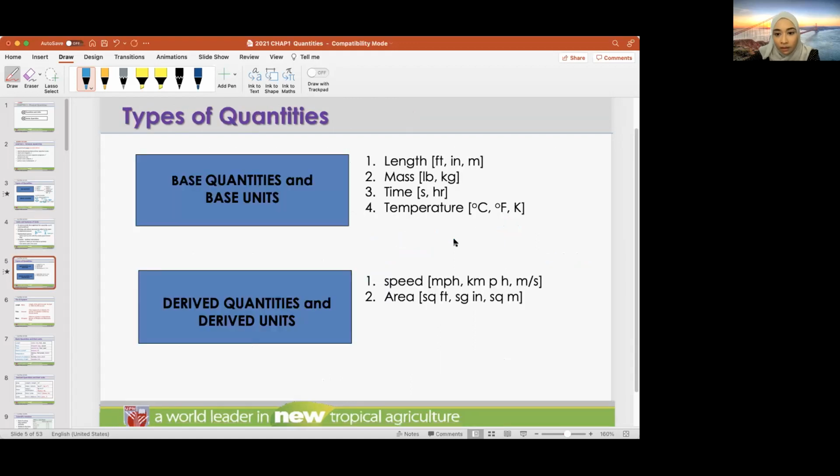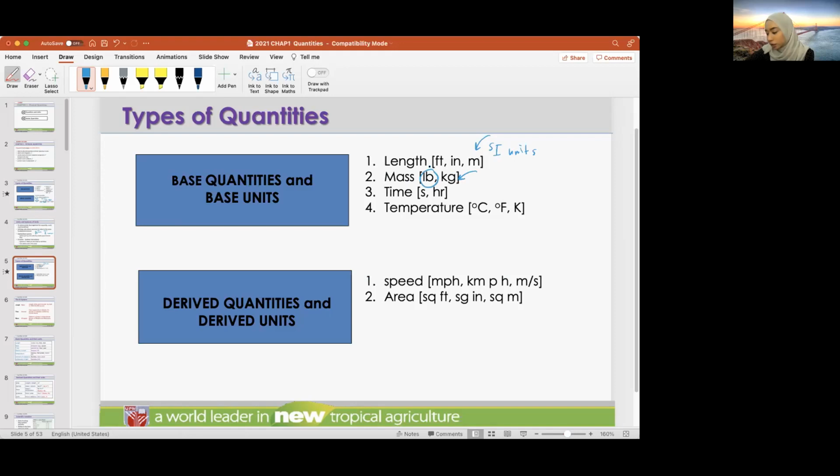Okay, so base quantities and their base units. So we have length, we have feet, inch, and meter. This one is the SI unit. When we are solving problems, please use the SI units. Don't follow the US using feet and inch. They can use that on their own. Please stick to the SI unit. It will make everyone happy. Okay, and then we have mass. This is the SI unit, it is in kg. We also have pounds. It is denoted as LB, pounds.